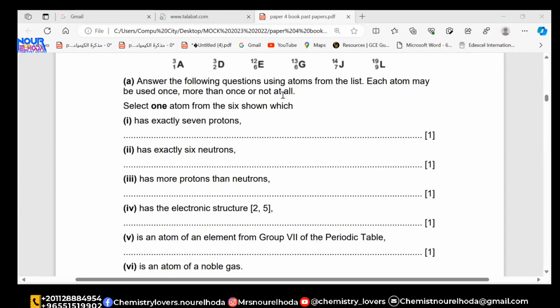So for the first question here, what is he talking about? He's giving you more than one element, and he is asking how you can answer these. If you check it out with me, the first one asks which element from these has exactly 7 protons. Which one of these can have exactly 7 protons? What do you think?